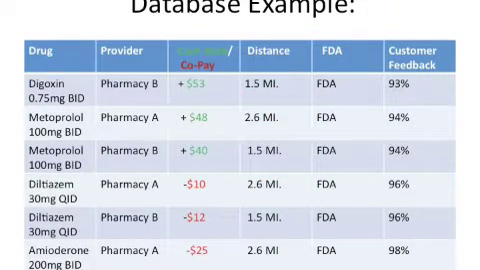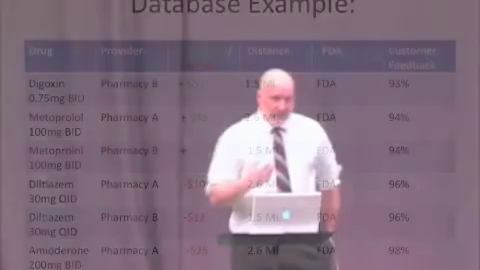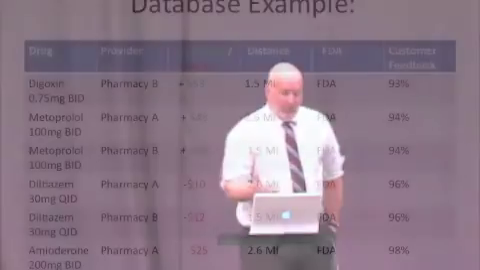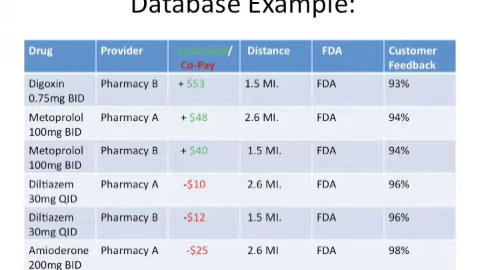You'll notice that the first drug, digoxin, offers a cashback bonus of, say, $53. And these are just numbers I picked out of the air. Well, what that means is that the patient would receive a cashback bonus of $53 if he chose that drug versus an expensive drug like amiodarone at the bottom. Amiodarone would cost him $28 copay if he chose that one instead.